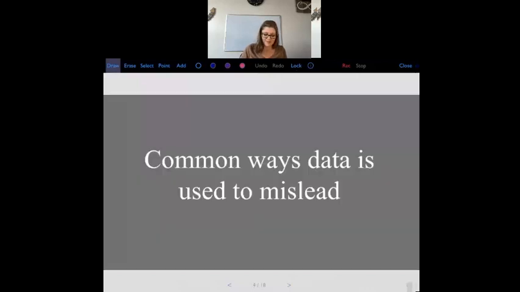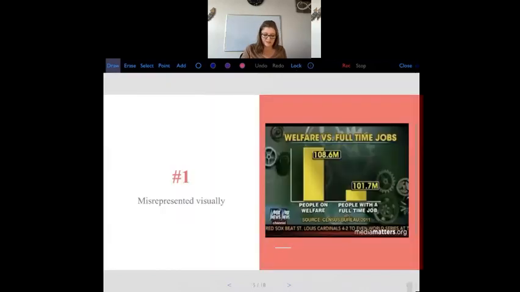Common ways data is used to mislead. Number 1, misrepresented visually. If you just look at this bar graph, the bar for people on welfare is much higher than the bar for people with a full-time job. However, when you look at the numbers, they're not really that far apart. Remember in a bar graph that the bars have meaning. In this case, one not being that far from the other, there shouldn't be this disparity in the size of the bars.